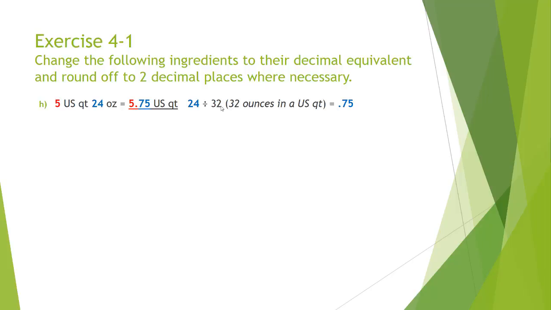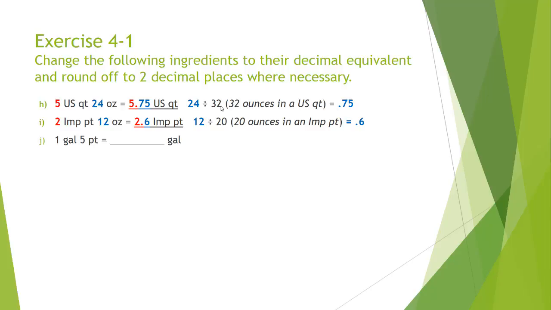quarts and 24 ounces. Up next, 2 imperial pints and 12 ounces. Still going to have 2 imperial pints. And then we're going to deal with the 12 ounces. We need to be aware of that relationship. And in this case, there are 20 ounces in an imperial pint. So 12 divided by 20 is equal to decimal 6. Our final answer here becomes 2.6 imperial pints.